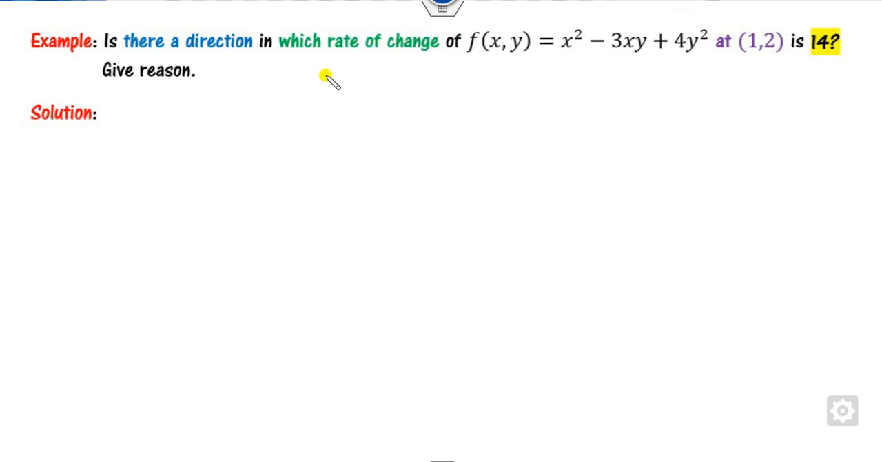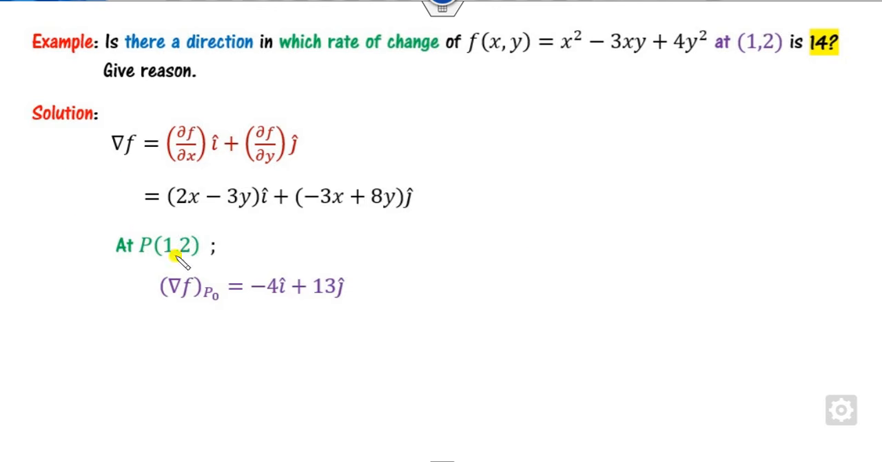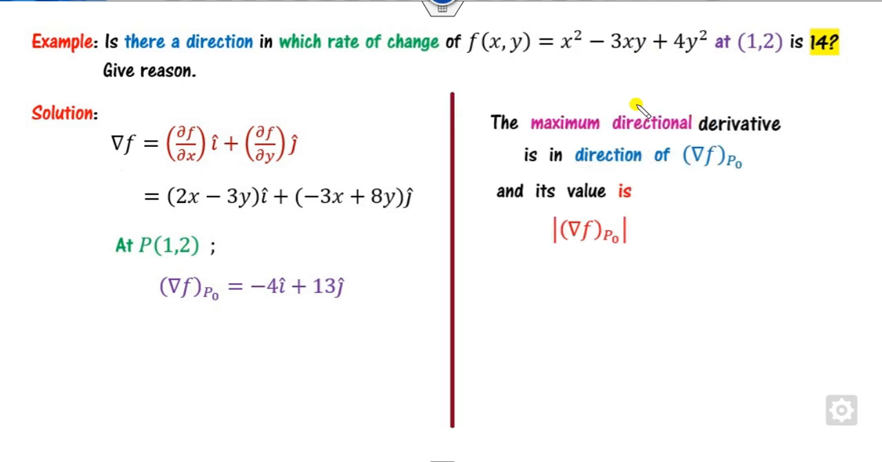Now this is another type. In this case, you have to find the direction in which the rate of change is maximum, and check whether it can be 14. It means you have to check whether the value in some direction can be 14 or not. So firstly we find its gradient. There is no direction given, so you have to find the direction so that it can be 14 or not. We try to find the maximum value. If this is less than 14, then we can say there is no such direction.